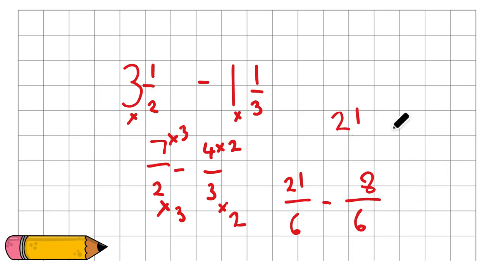Now it's just straightforward subtraction. What is 21 take away 8? You could say 20 take away 8 and you know it's 12, and then add the extra 1 and you know it's 13. So we have our answer up here, 13 over 6.